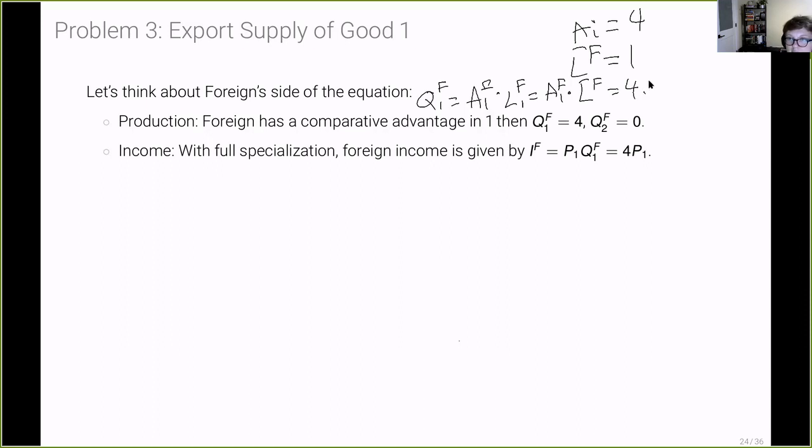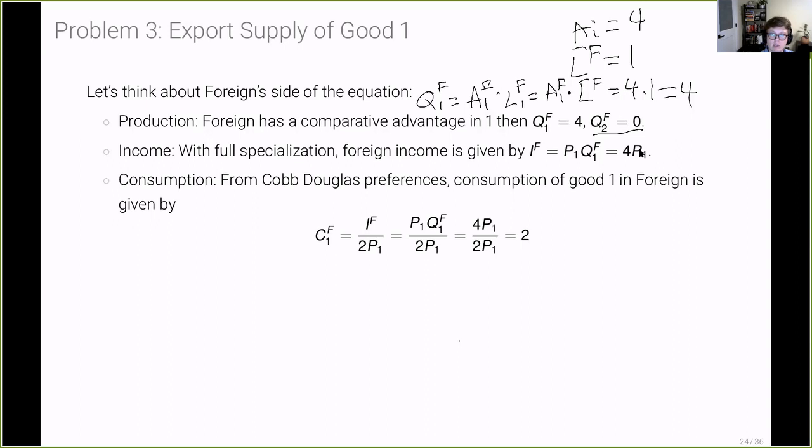So the maximum number of units of good 1 that foreign can produce is 4. We devote 0 units of labor to the other good, and so it's fairly easy to see that foreign's production of the other good is going to be 0. Given that we're only producing 1 good, foreign's income is going to be super easy. It's just the price of good 1 times the number of units they produce. They produce 4 units of good 1, and we don't know the price yet, so we just have to leave foreign's income for now as 4 times P1.